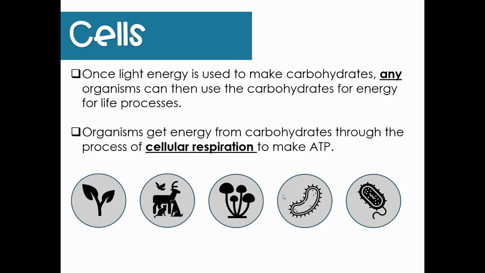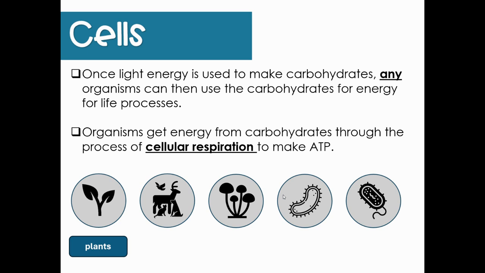Now, once that light energy is used to make glucose or carbohydrates, any organism can then use the carbohydrates for energy. A lot of times students think that only animals go through cellular respiration, and that's not true at all, which is why I put these pictures at the bottom of your screen here. So organisms get energy from carbohydrates through the process of cellular respiration, and they generate ATP or energy from that. So they use energy to make energy.